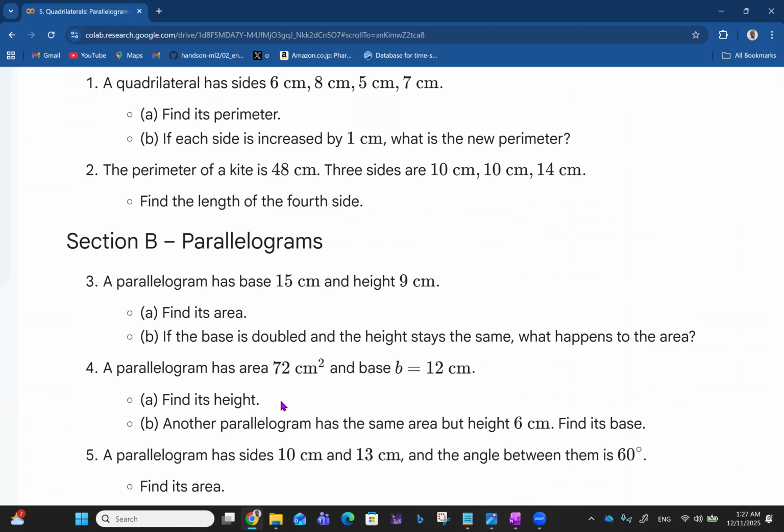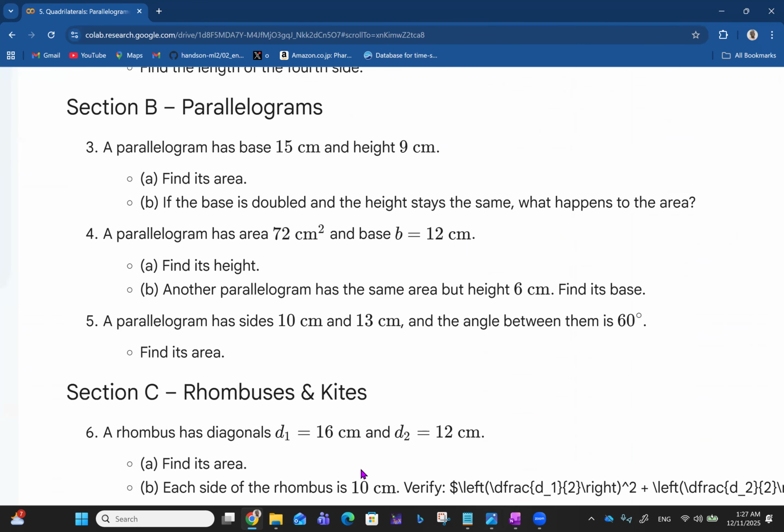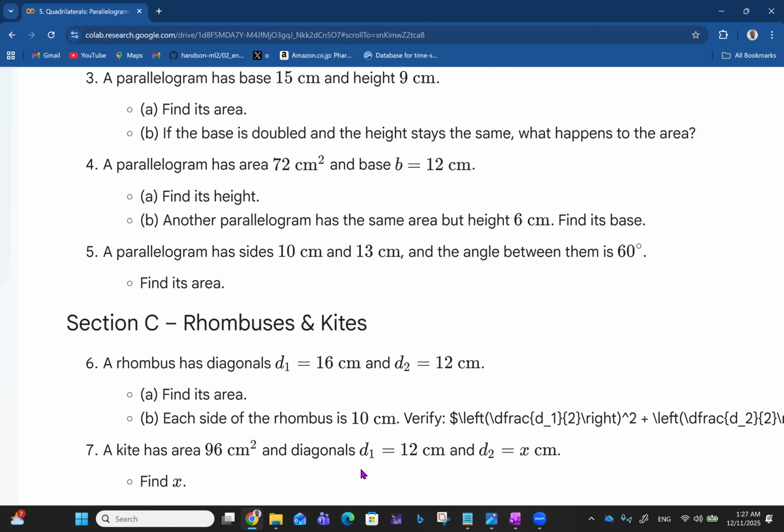So a parallelogram has sides 10 cm and 13 cm, and the angle between them is 60 degrees. Find its area. Of course, the angle between them is this, right? So if 13 is the base, you have 10 here. So you're going to have 10 sine 60, that's 10 times root 3 over 2, times 13, and you're good to go with that. Then rhombuses and kites.